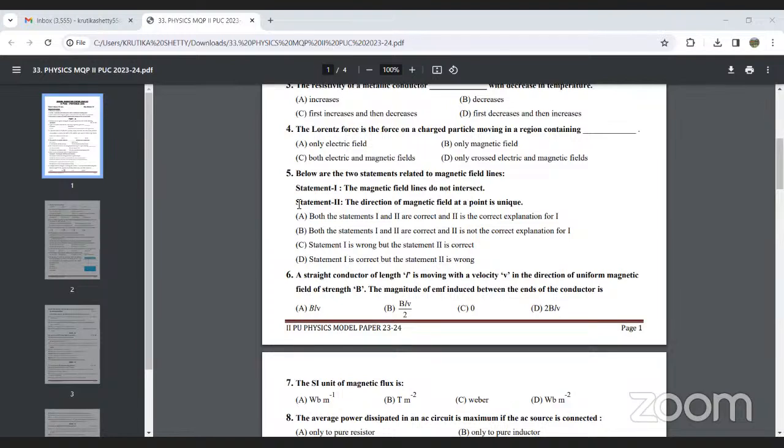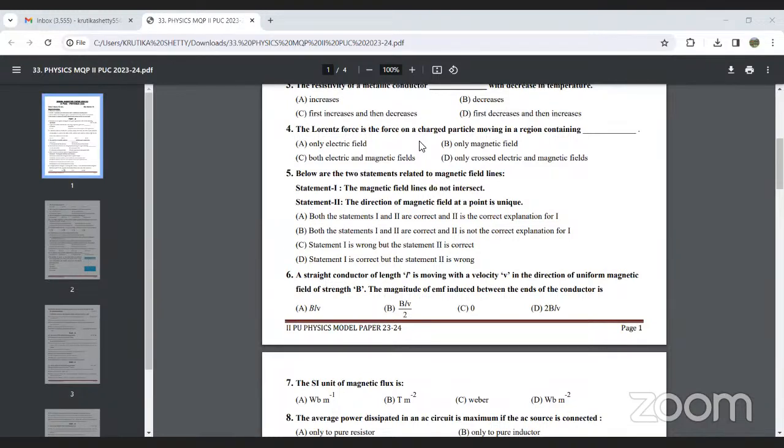Okay, so go for the 6th question and tell me the answer. A straight conductor of length L is moving with a velocity V in the direction of uniform magnetic field of strength B. The magnitude of the EMF induced between the ends of the conductor is. Yes. Yes, A option. So everybody agree with this option?